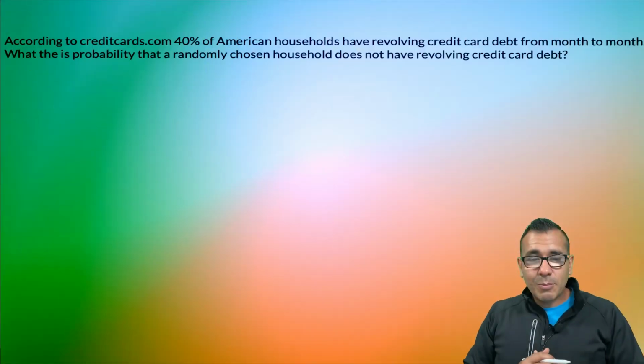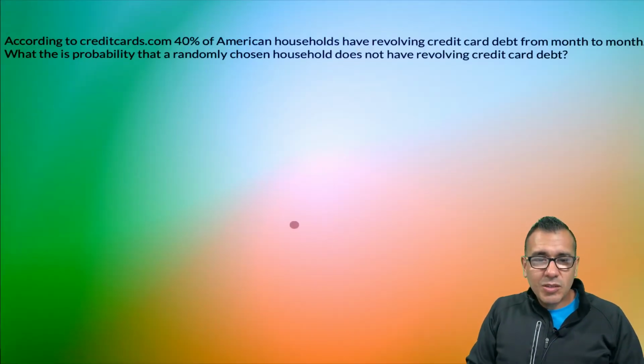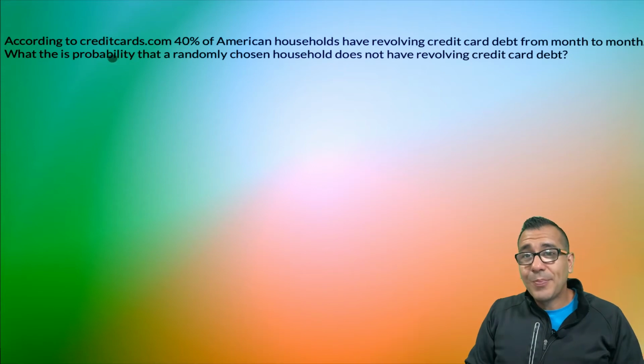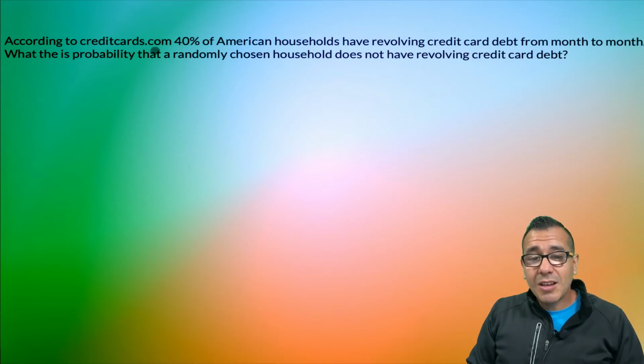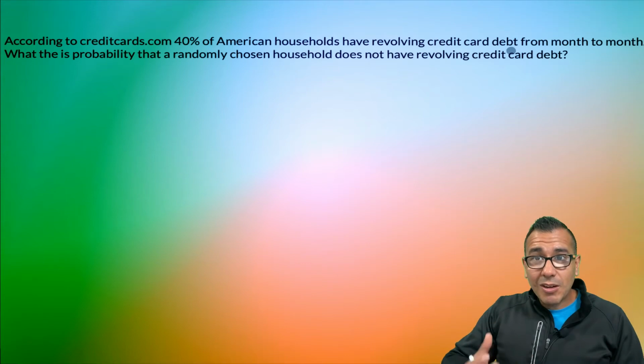All right, so the Dr. Math team went online, did some research for you, and so check this out. According to creditcards.com, around 40% of Americans' households have revolving credit card debt. That just means every month they have that credit card debt that's still there, right? They don't pay it off from month to month.